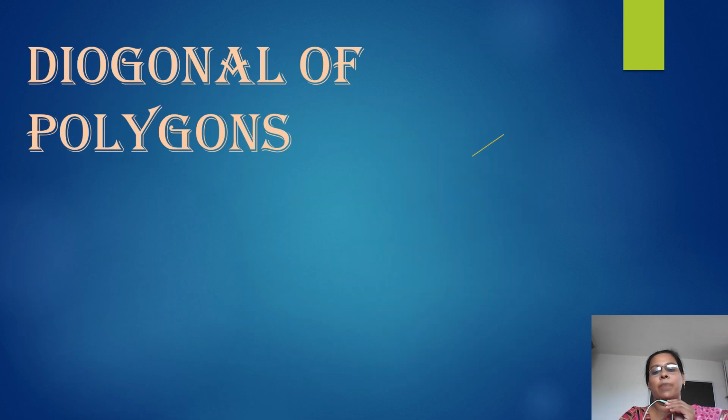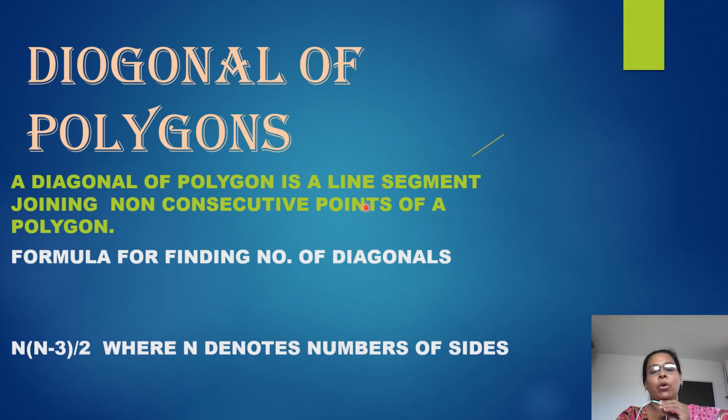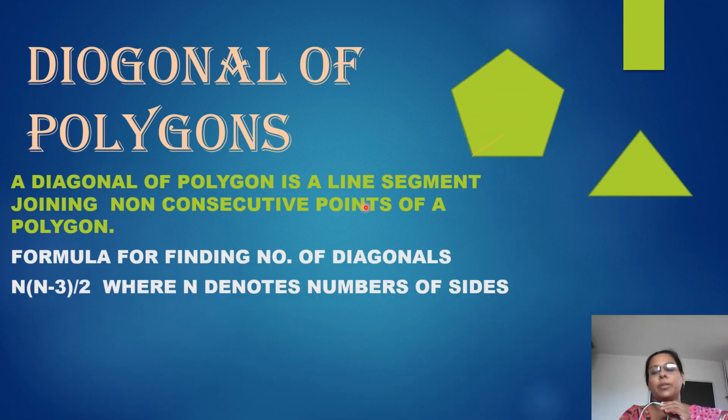Now see the next part, diagonals of polygons. What is the diagonal of a polygon? A diagonal of a polygon is a line segment joining non-consecutive points of a polygon. Now here, what is the meaning of non-consecutive points? See the figure. If you consider this point, then these 2 points are consecutive points, meaning nearer to that point, and the remaining these 2 points are non-consecutive points.